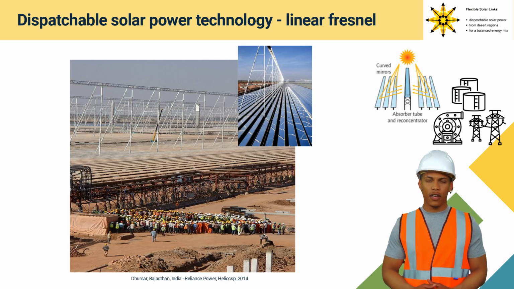The linear Fresnel technology is a line-focusing concentrating solar power technology and consists of reflectors built in strip shape which focus the sunlight on a receiver in tubular construction. In the receiver, a heat transfer medium is heated up to around 400 degrees Celsius and transported to a thermal storage or converted via a steam turbine and a generator into electricity. In our example, we show the Dhursar linear Fresnel facility with a gross capacity of 125 MW built in Rajasthan, India in the year 2014.